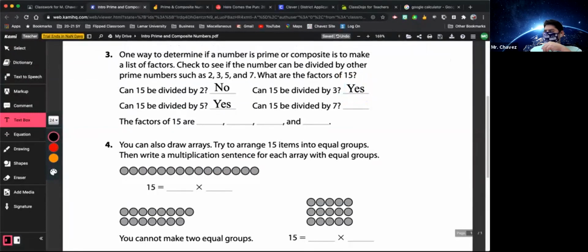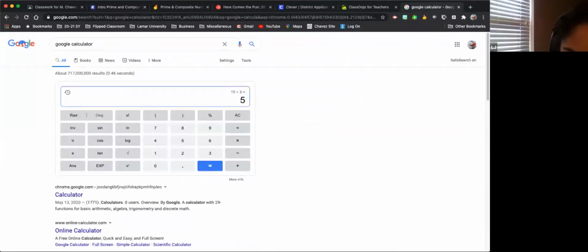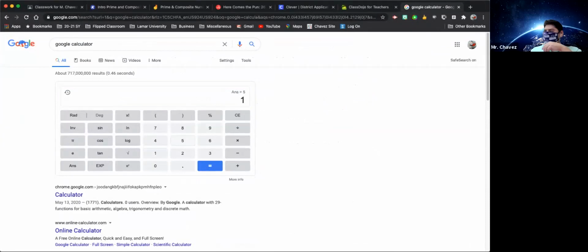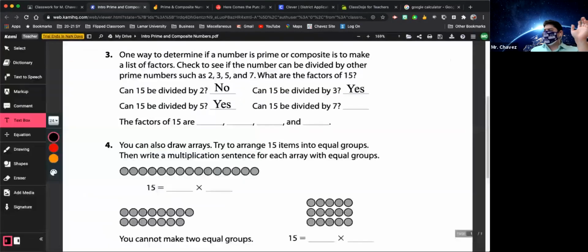Now, the last bar. Can 15 be divided by 7? No. Let's try it out. Look, 15 divided by 7. Not like this. You don't say 7 divided by 15. No, no, no. Start with the big number, 15 divided by 7. And you look at my answer. You see how it has the decimal and everything else behind it? It doesn't exist. It doesn't happen. It can't do it. So then we're going to put here no. No, it cannot. Does that make sense?